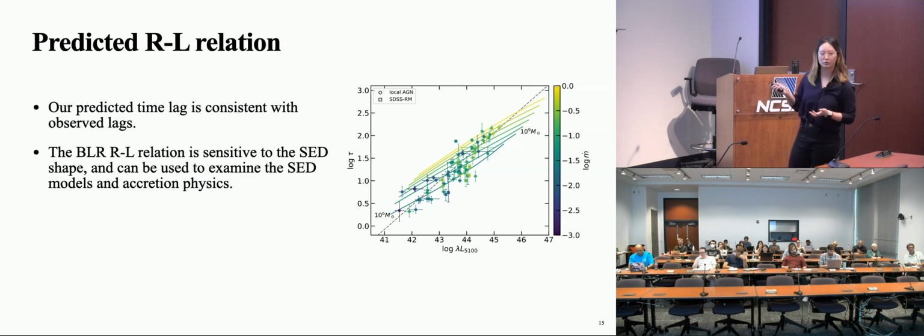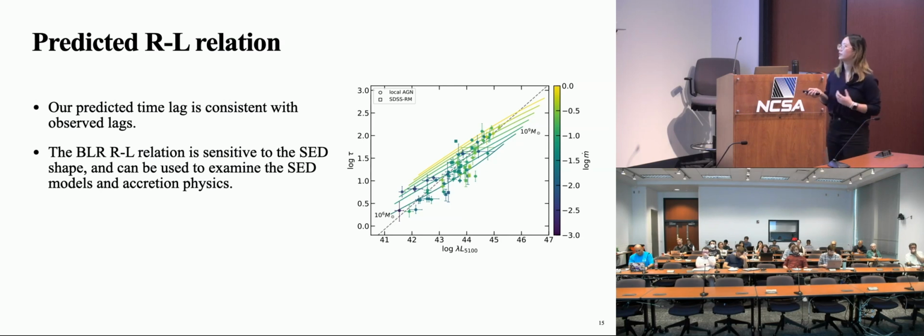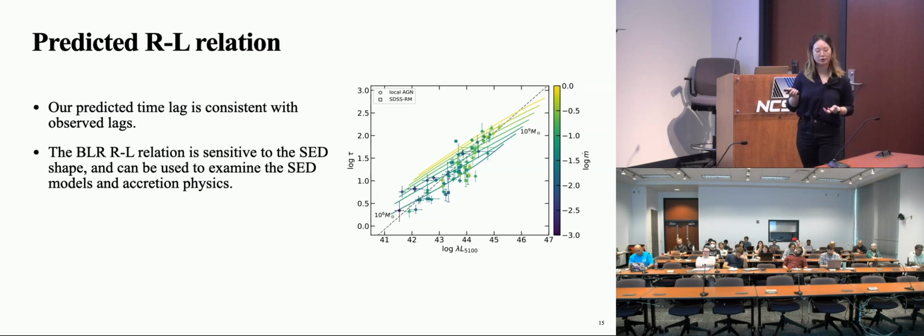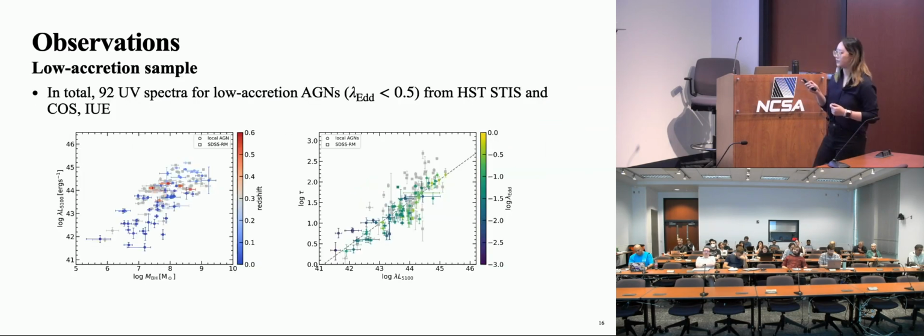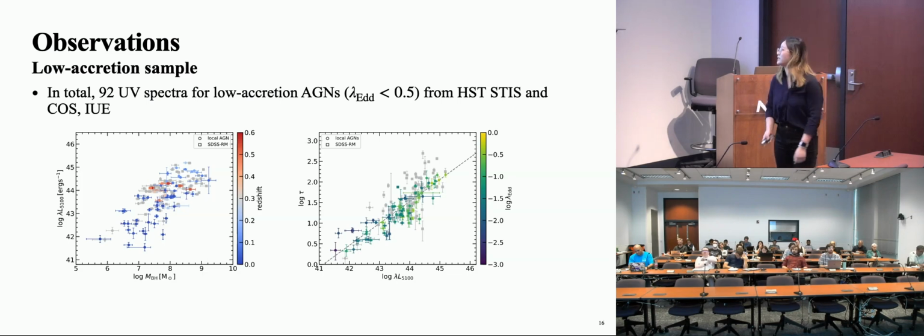And because in this model we assume a universal hydrogen density and ionizing photons, this model is purely related to the LCD shape. So we believe that this kind of IO relation could be a potential tool to test the LCD models and the accretion physics. And we want to compare that with observation, as I said before.